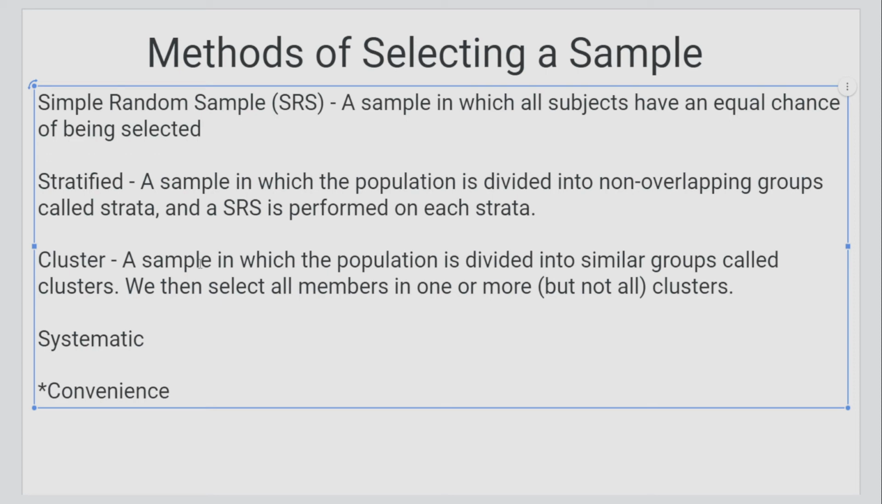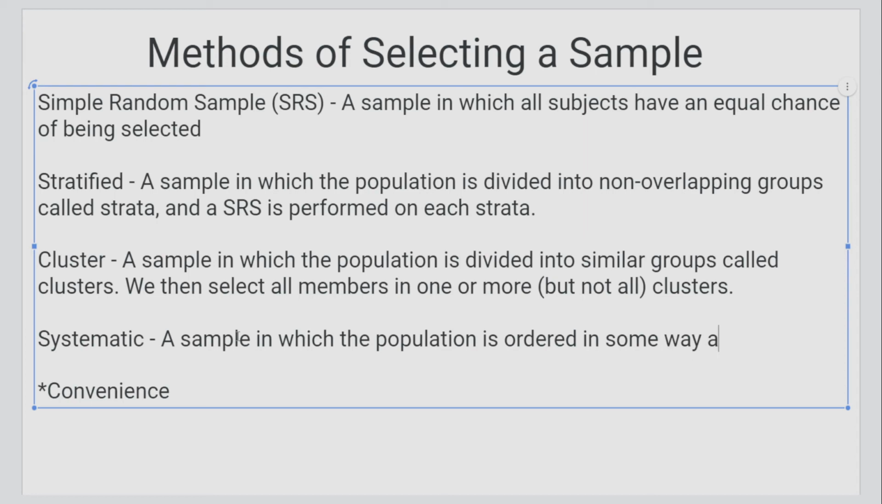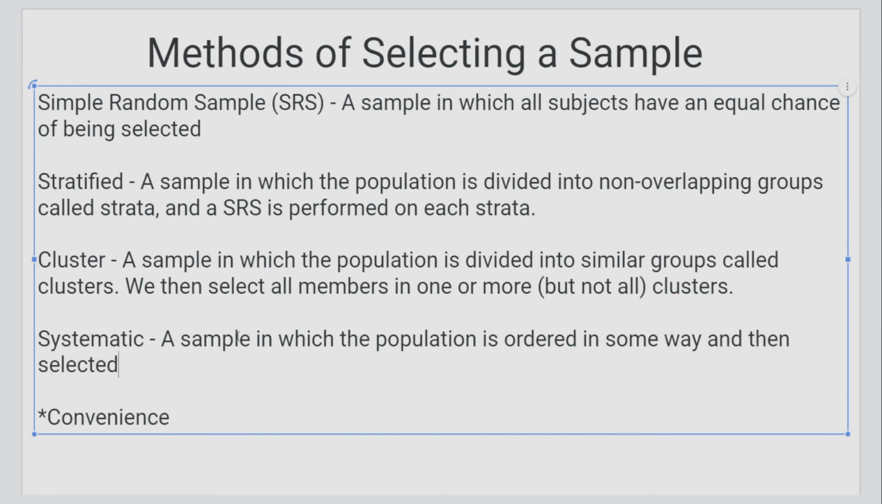So yeah, that's the difference between a cluster and a stratified. Again, I'll do some examples in a little bit. Okay. Systematic is the non-random version that still works. So a sample in which the population is ordered in some way, and then selecting individuals at random intervals. Not random intervals, at fixed intervals.